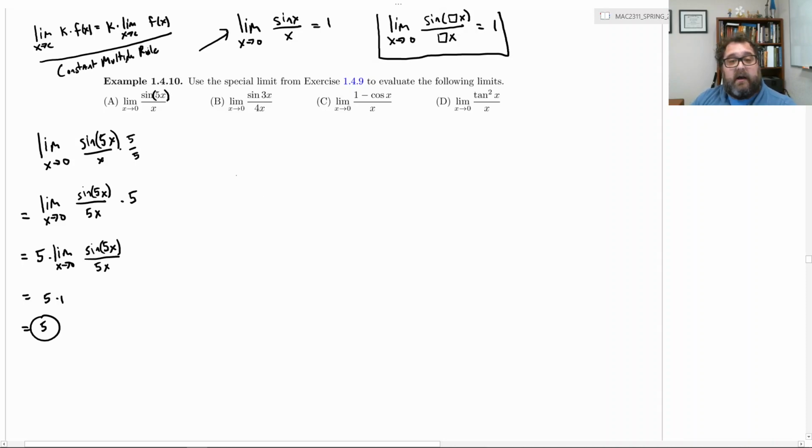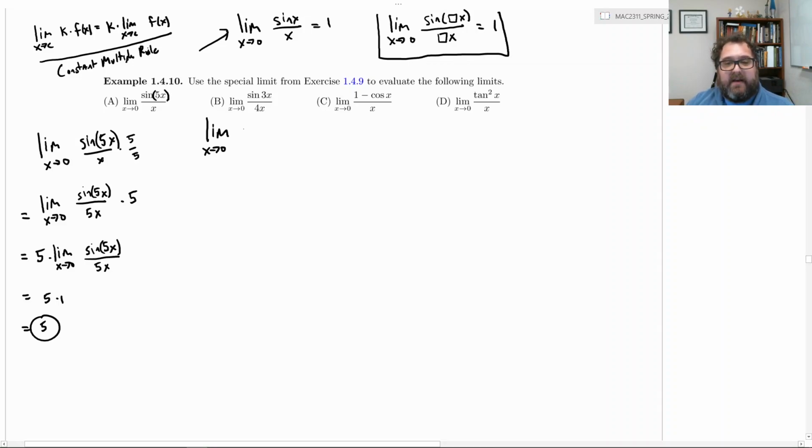So let's see. We have the limit as x goes to 0. Clearly, if we plug in a 0, we get 0 over 0, indeterminate, because 4 times 0 is 0, and sine of 3 times 0 is sine of 0, which is also 0. So these A and B are both indeterminate.